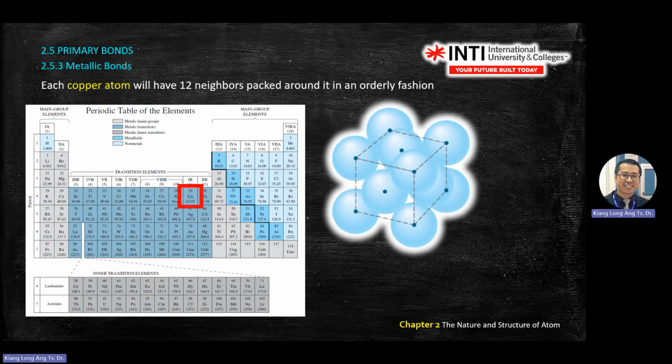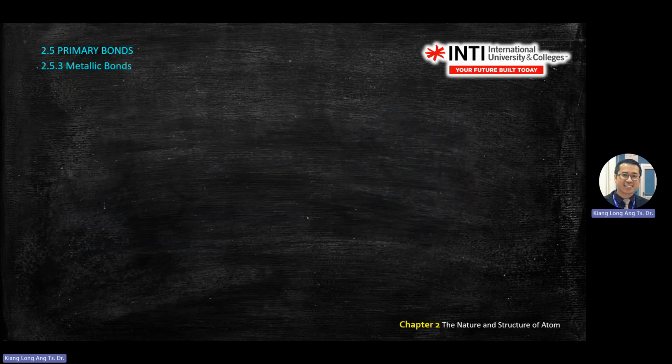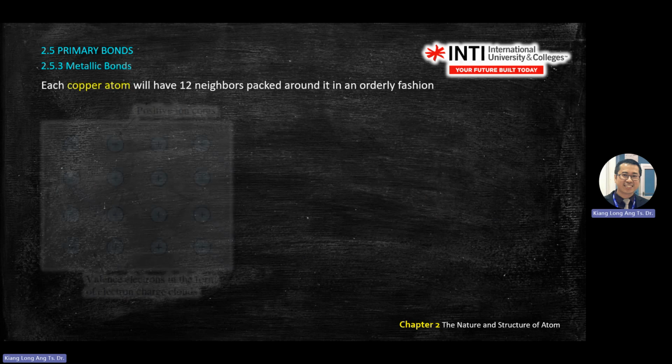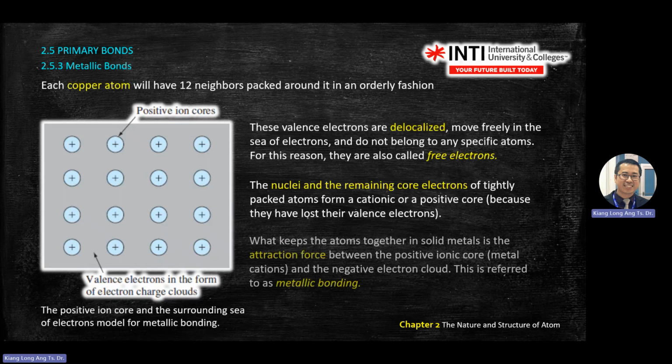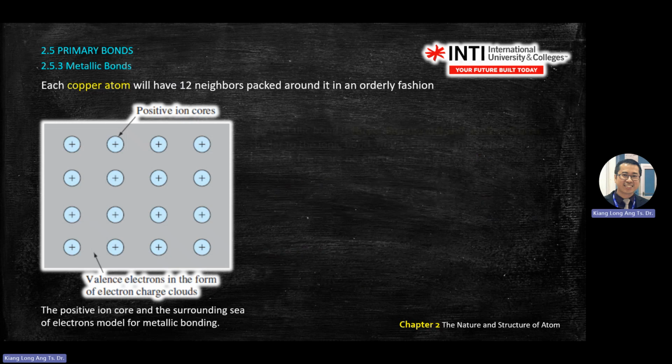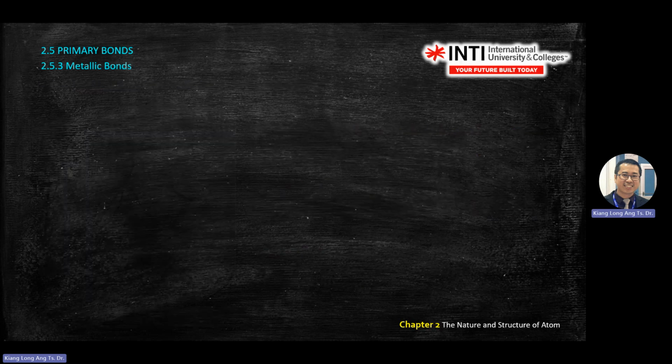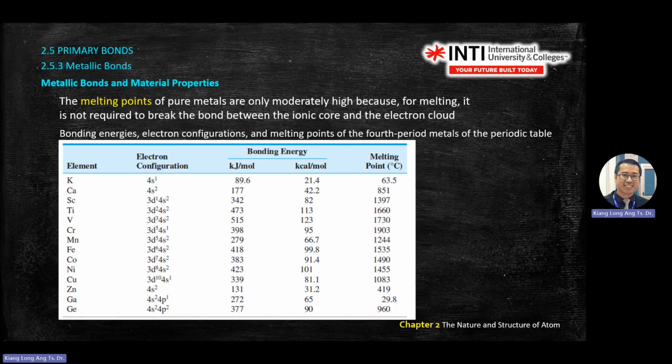Copper. Okay, copper, this is how you see. This one you see in chapter 3 later. This one you read, this one also. Try to observe. By now you should be able to understand the electron configuration of all these.